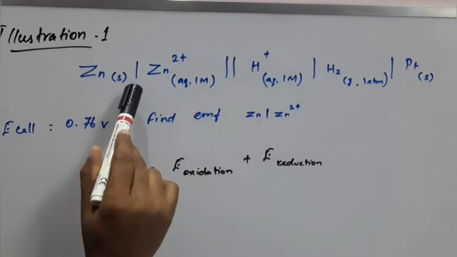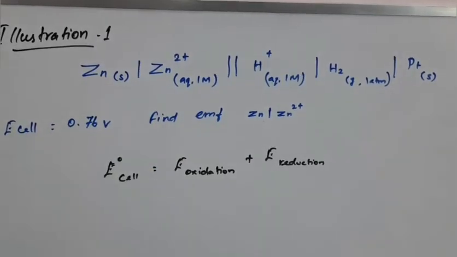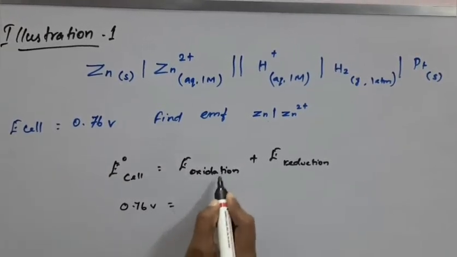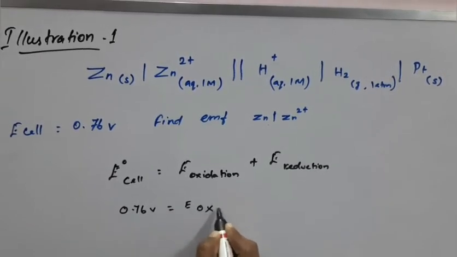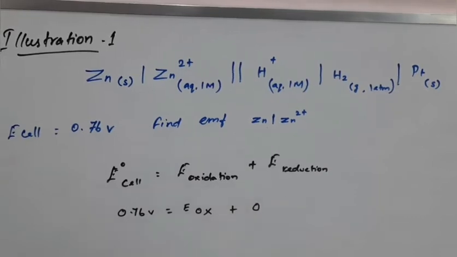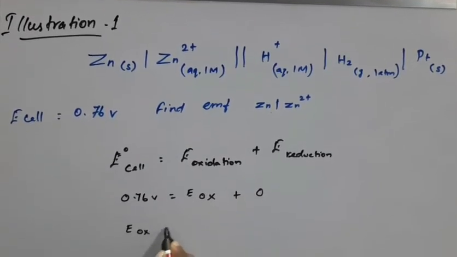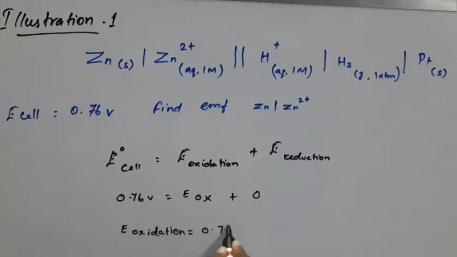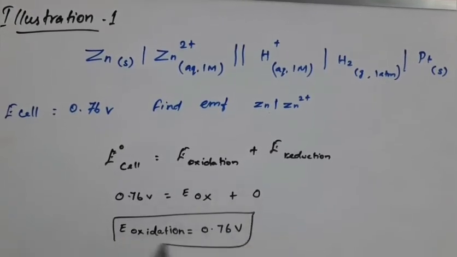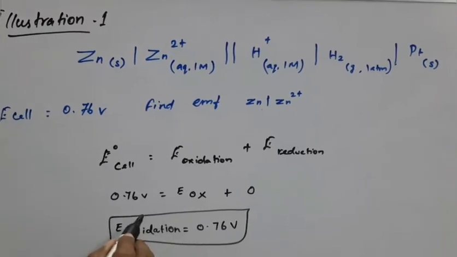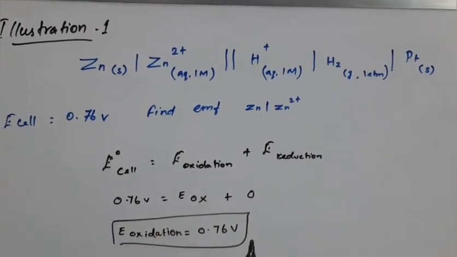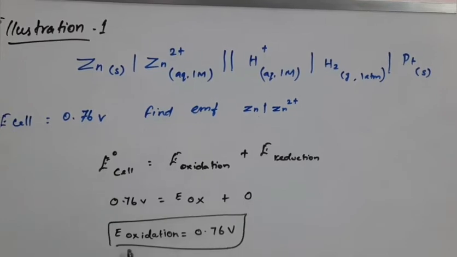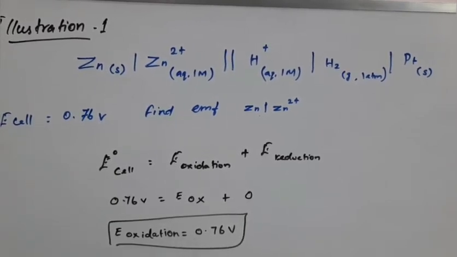We have to measure the electrode potential for the other half cell. E naught cell value is given as 0.76 volt, equal to E oxidation, which we have to measure, plus E reduction, which is 0 volt. So E oxidation equals 0.76 volt. This is the oxidation potential. If asked for the reduction potential, the reverse takes place, so only the sign changes: E reduction equals minus 0.76 volt. That's all.